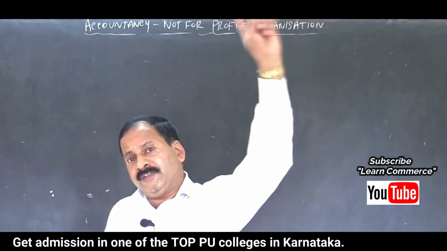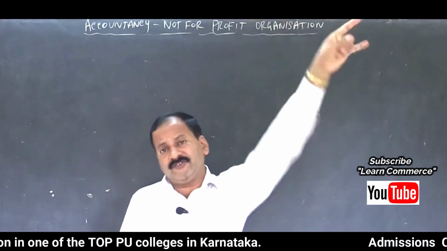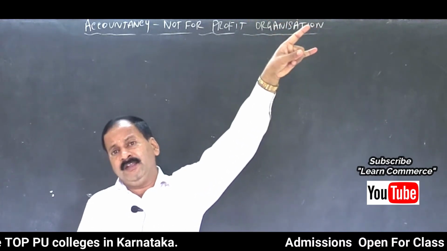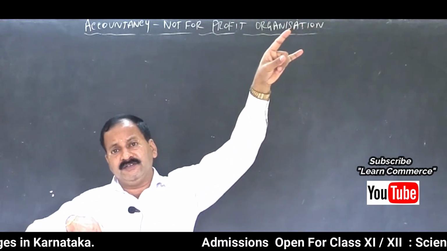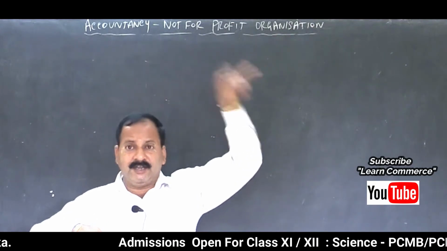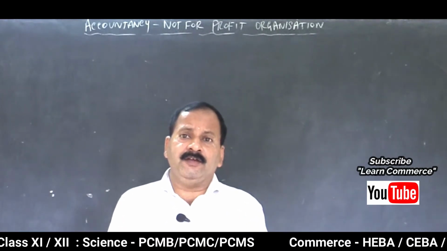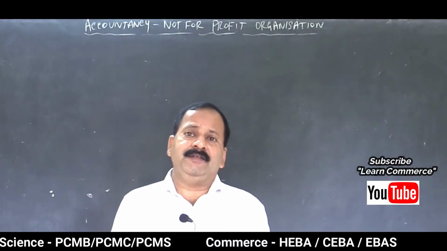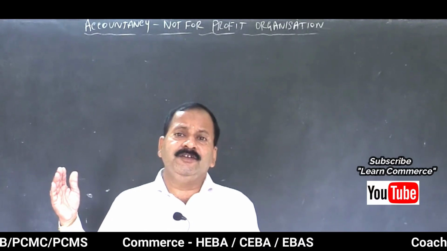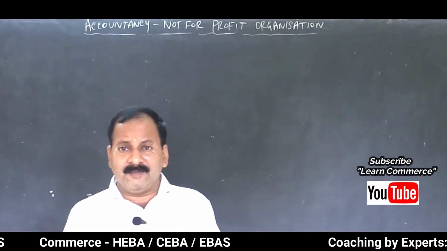Outstanding at the beginning of the year means it relates to last year. Last year's outstanding received during the current year, so deduct. Outstanding at the end means it belongs to the current year, isn't it? So add and show it as income receivable as an asset.